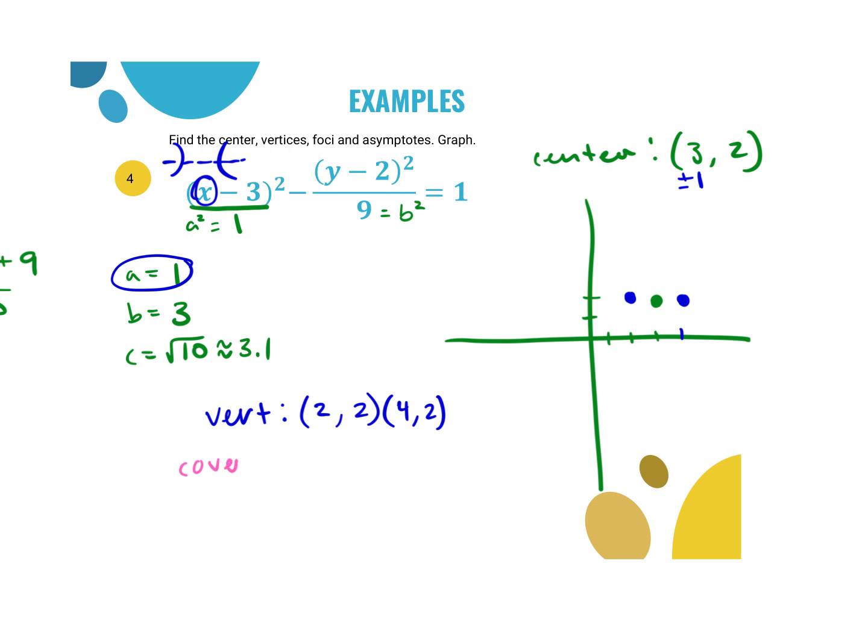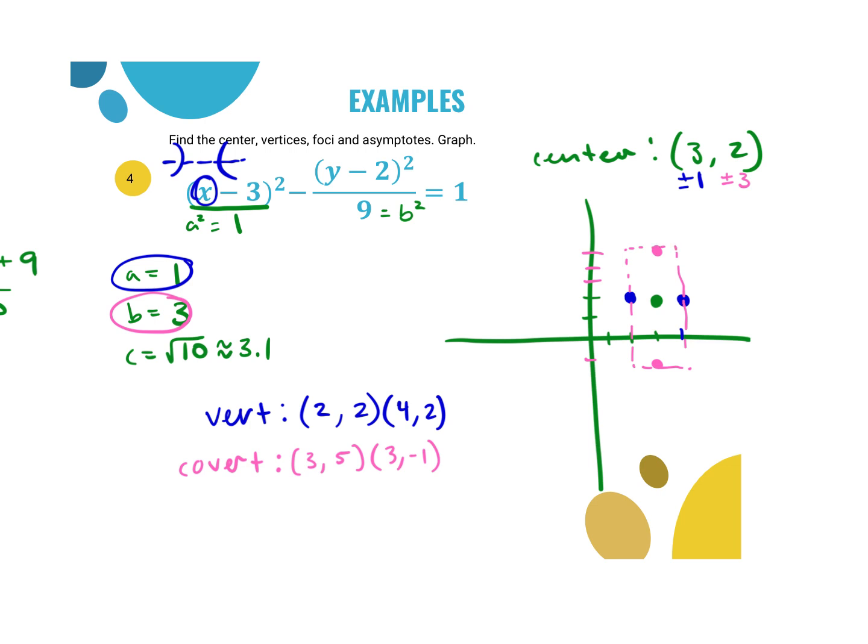For the co-vertices, b tells us how far our co-vertices are, so I'm going to add and subtract 3 from the y in my center. So I have 3, 5 and 3, -1. So I go up 3 and down 3. Then I can draw the imaginary box here to help us graph.